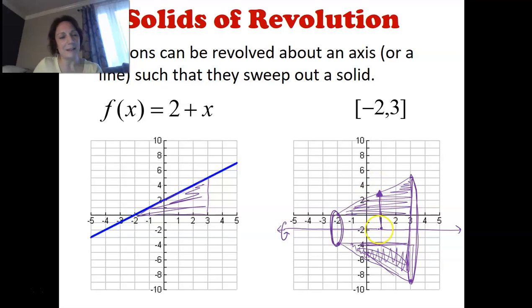The radius of my disc when I create it isn't just going to be the function anymore. It's going to be this distance plus that piece. So my radius of this shape is going to be 2 plus x. Sure, that's this distance here, plus that distance, which is 2 more. So my actual radius, the distance between my axis of rotation and the outside of my shape, will be 4 plus x.